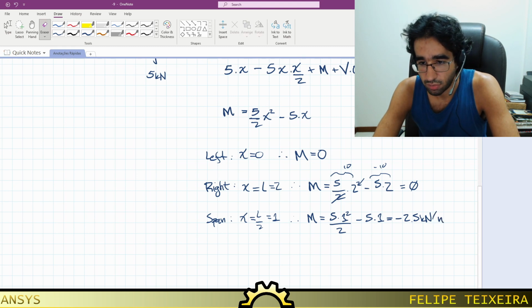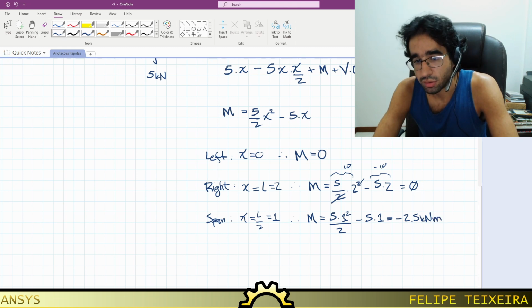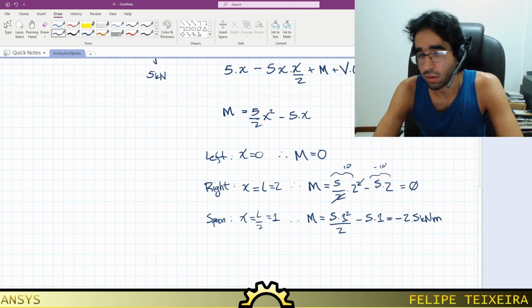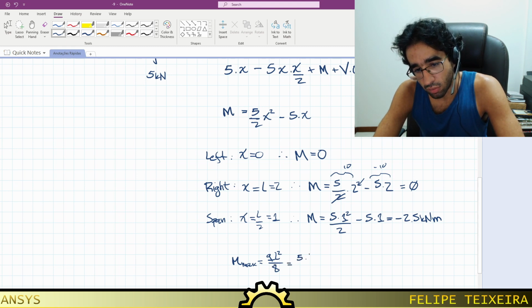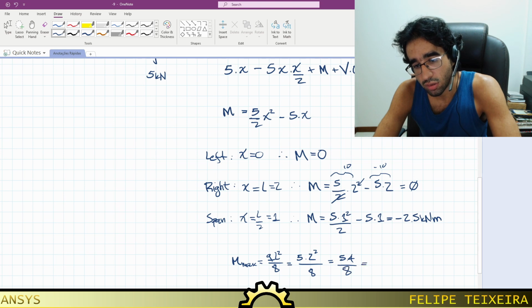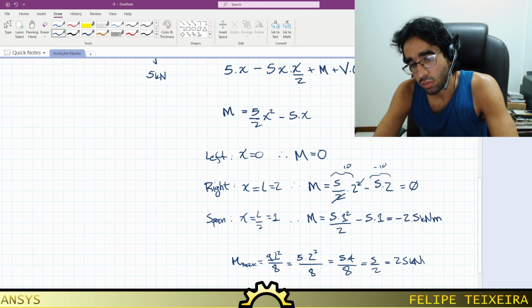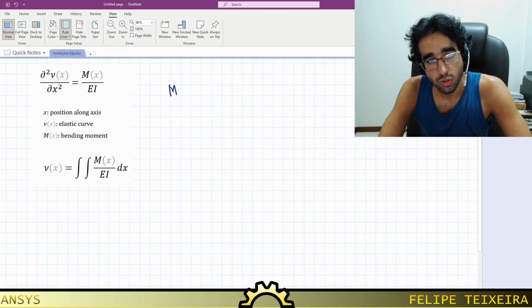Oh, sorry. Kilonewton times meters. So this is the bending moment in the middle of the span. Let's check to see if it matches the known formula. M max is equal to Q times L squared over 8, which is going to be Q is 5, L is 2, so we choose the 2, divided by 8. So we're going to have 5 times 4 divided by 8, which is 5 over 2, which is 2.5 kilonewton meters, which is exactly what we had here. So our expression seems to be correct.